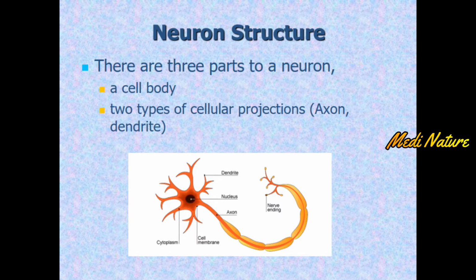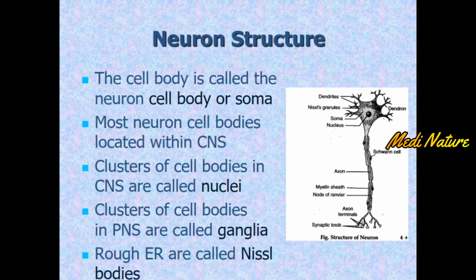When we are considering the structure of a neuron, there are three main parts of a neuron: the cell body and two types of cellular projections. They are axons and dendrites. You can see them in the image below. The cell body of a neuron is called the neuron cell body or soma. Most of these neuron cell bodies are located within the central nervous system.